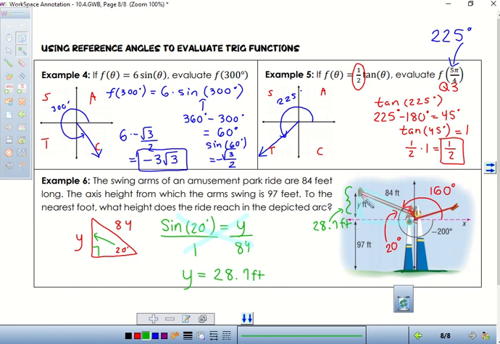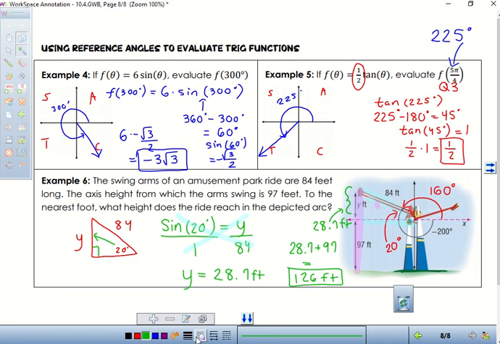But that's not what the question asked for. The question asked how high this whole thing was. See that? They want to know this entire height. So how could I find that whole height right there? Just add 28.7 and 97. Not subtraction, but addition. You're right, Bryce. So you're going to add them. So that comes out to be about 126 feet.